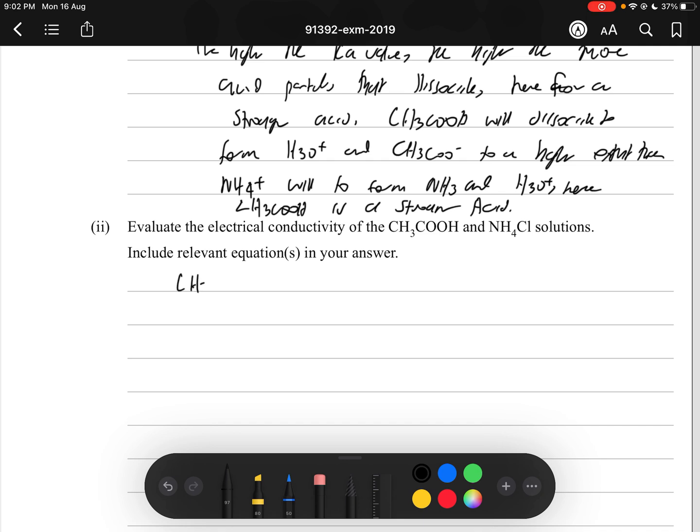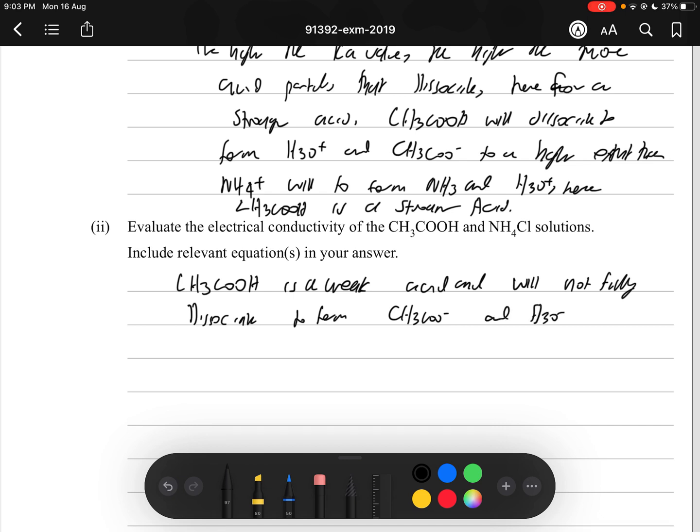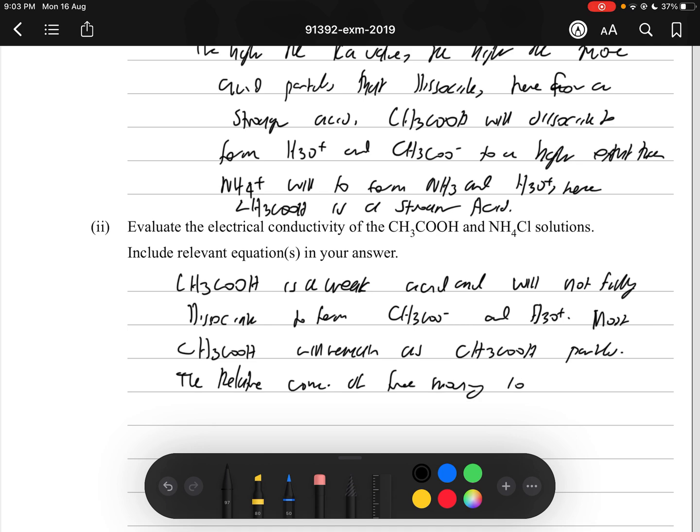So we can say that most will remain as CH3COOH particles. So we can say the relative concentration of ions is small, so the overall relative concentration is low.